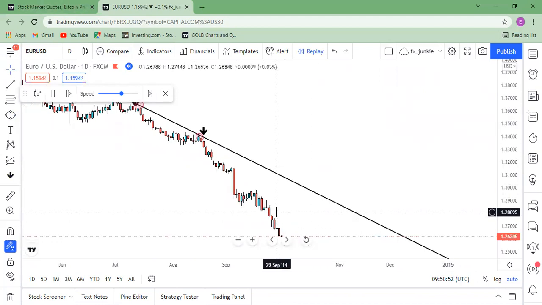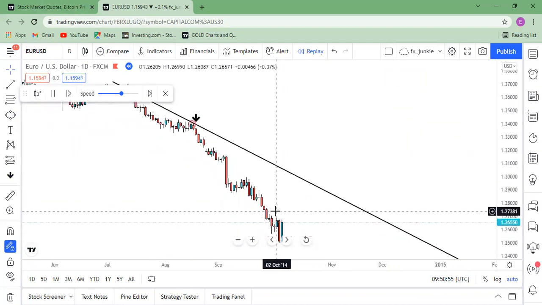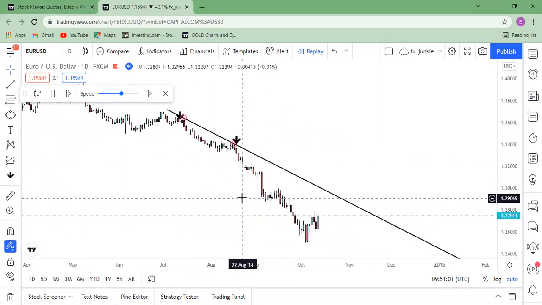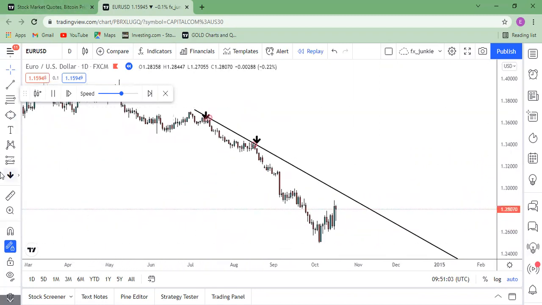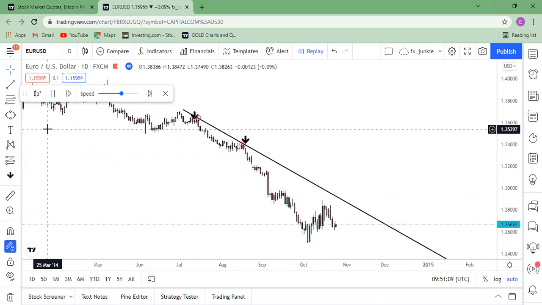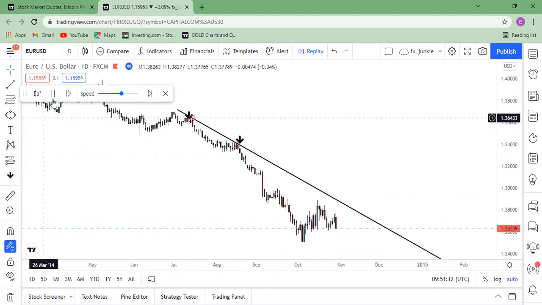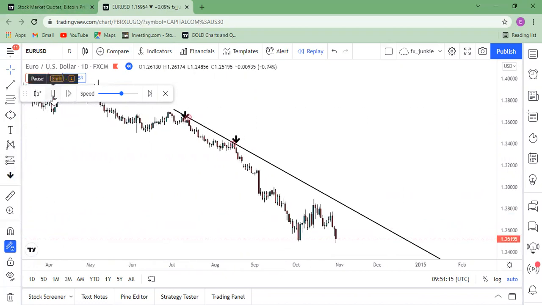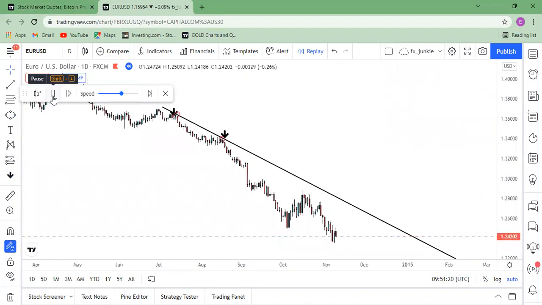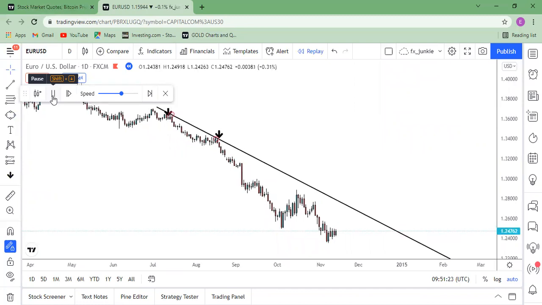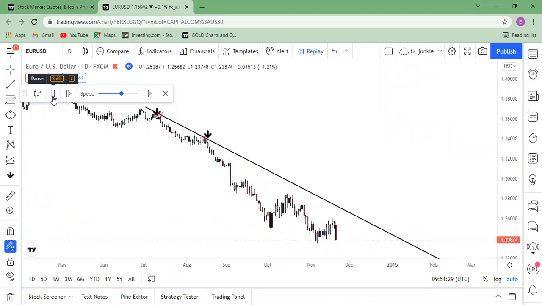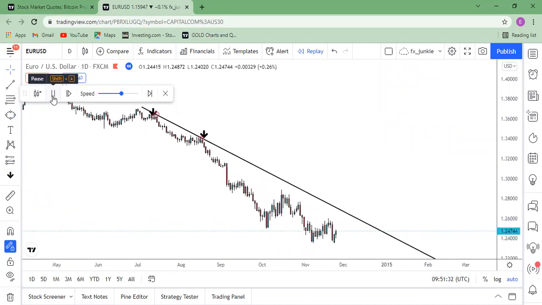You're gonna wait for the touch. You're waiting for that touch. All we're waiting for is the third touch, and we're selling the market.